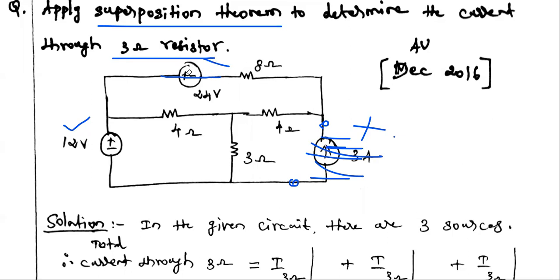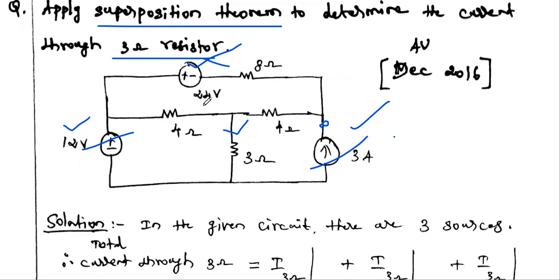In the next step, because of only the 12-volt voltage source, we find the current flowing through this 3 ohm resistor. That current we take as I dash. Then the second time, you deactivate the 12 volt and the 3 amps current, and activate only the 24-volt source and find the current. Similarly, the third time you activate the current source and deactivate the remaining two, and find the current through the 3 ohm resistor. It is I triple dash.